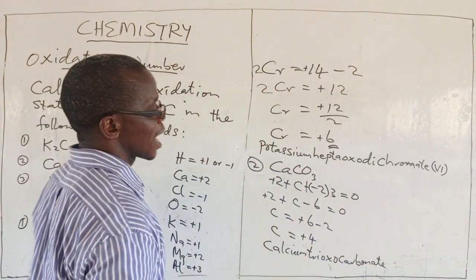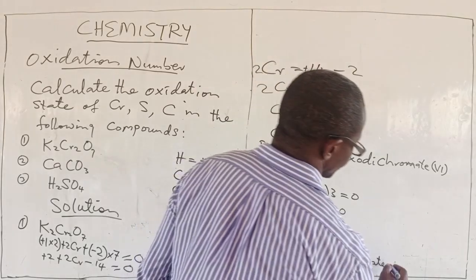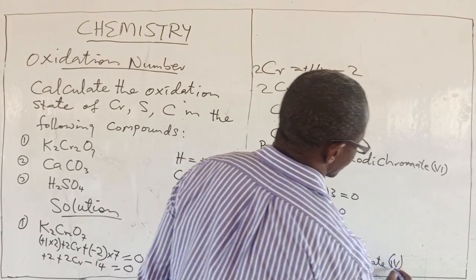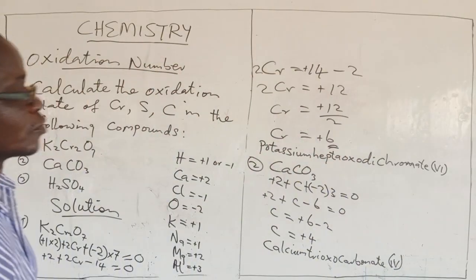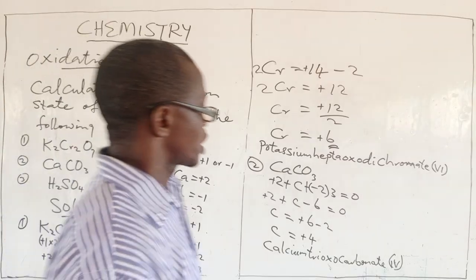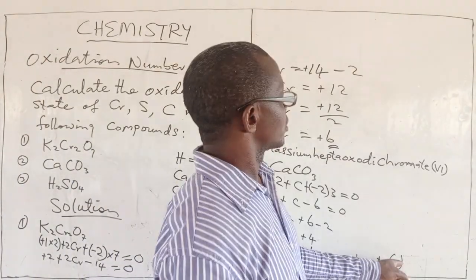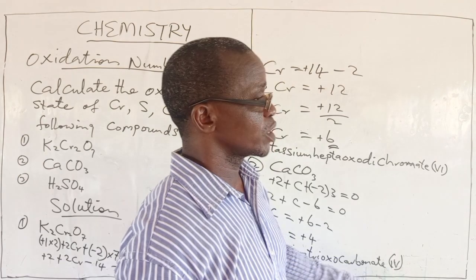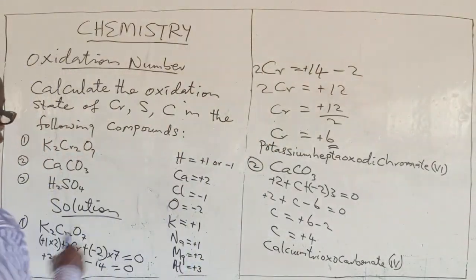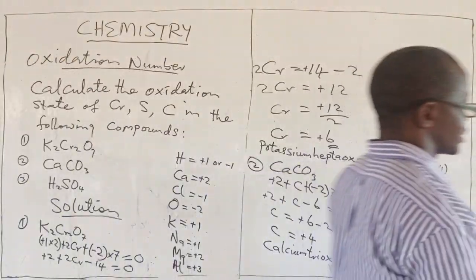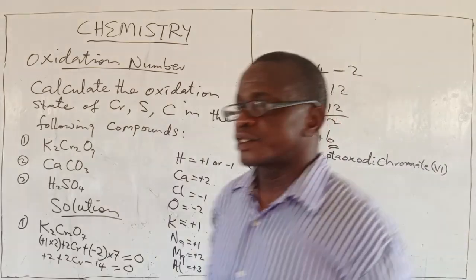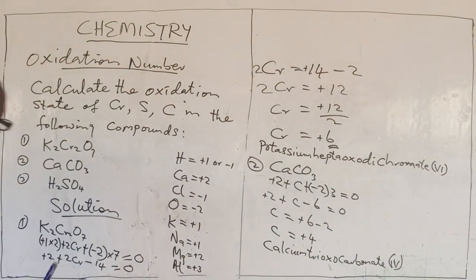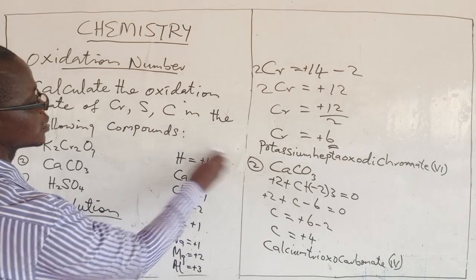Carbonate what? Carbonate 4. Some students, instead of writing 4 this way, would rather write it this way. Instead of writing 6 this way, they would rather write it this way. You are wrong. Okay, so let's see the last question there. I will clean this, please.